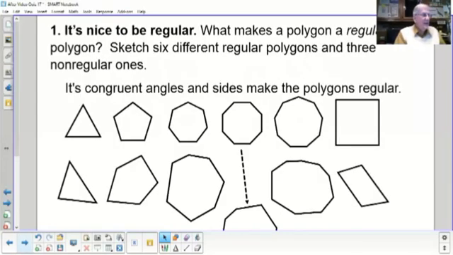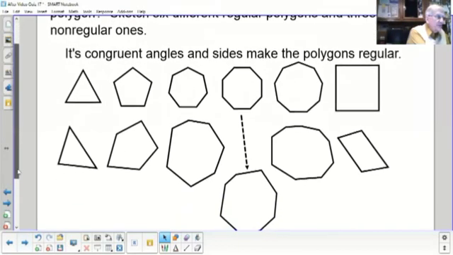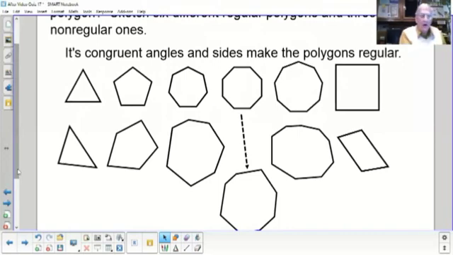Okay, it's nice to be regular. Remember this problem I showed you before. You recall that the figures on top here are all regular polygons. Remember, in regular polygons, all the sides are exactly the same length, or congruent in length. The sides are made of line segments.